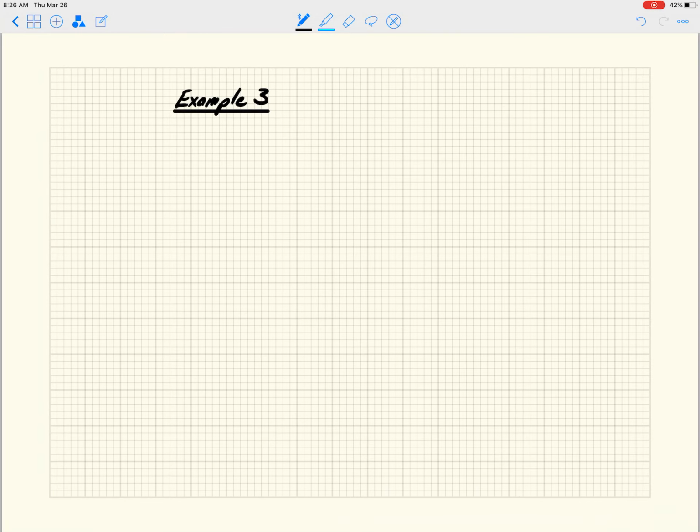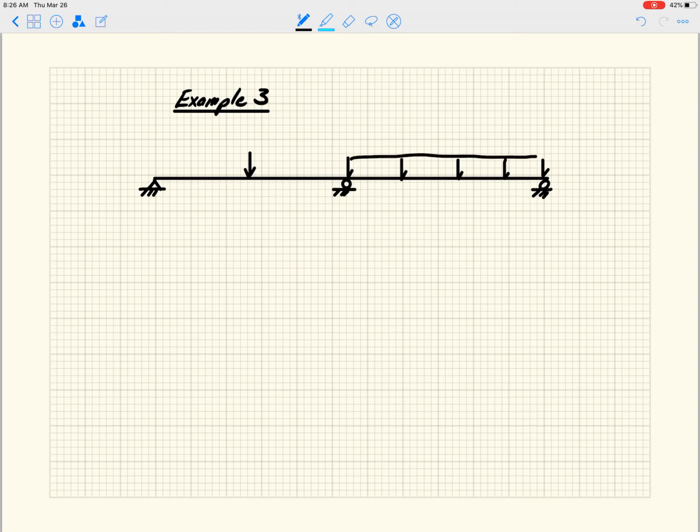Okay, so example 3. So I did this one over here. So this guy, we're going to do something like this, and I think I had like that, and I put a point load here, and I put a distributed load on that side. Is that right? Yes, that's right.